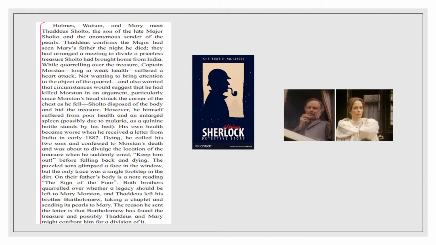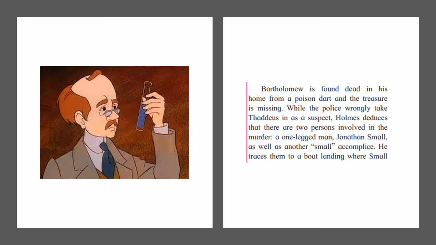On their father's body is a note reading the sign of four. Both brothers quarrelled over whether a legacy should be left to Mary Morstan, and Thaddeus left his brother Bartholomew, taking a chaplet and sending its pearl to Mary. The reason he sent the letter is that Bartholomew has found the treasure and possibly Thaddeus and Mary might confront him for a division of it. Bartholomew is found dead in his home from a poisoned dart and the treasure is now missing.